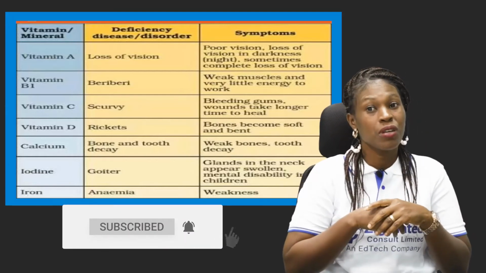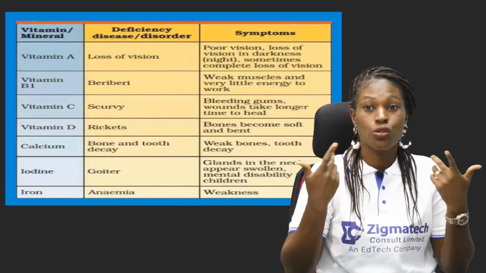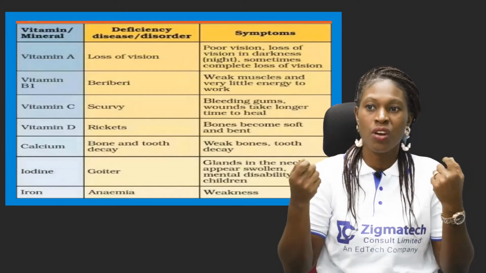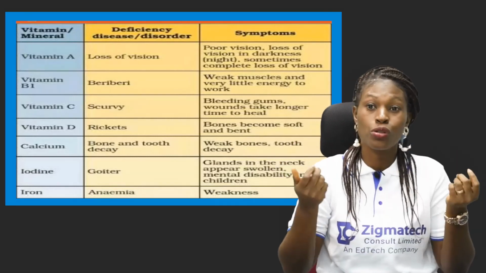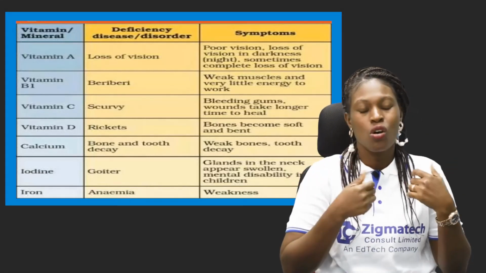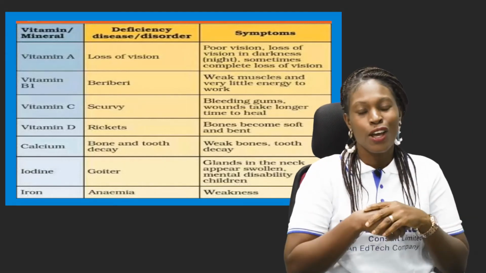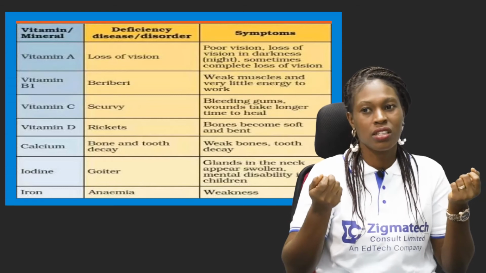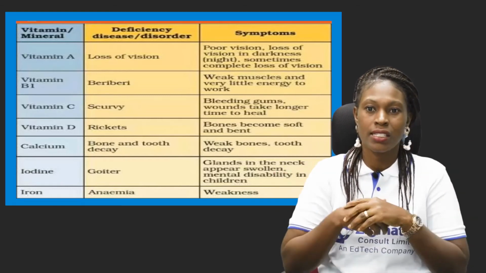Then vitamin B1, if you don't take a lot of vitamin B1, you would be prone to having what? Beriberi. That's weak muscles and very little energy to walk. Then vitamin C, you would be prone to scurvy, bleeding gums, and wounds take a longer time to heal in the body. Then vitamin D, the deficiency associated with that is rickets. Your bones become very soft and bent.